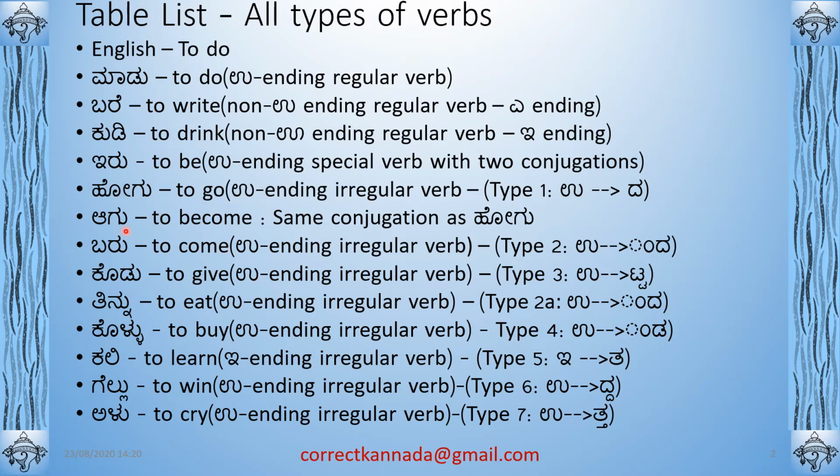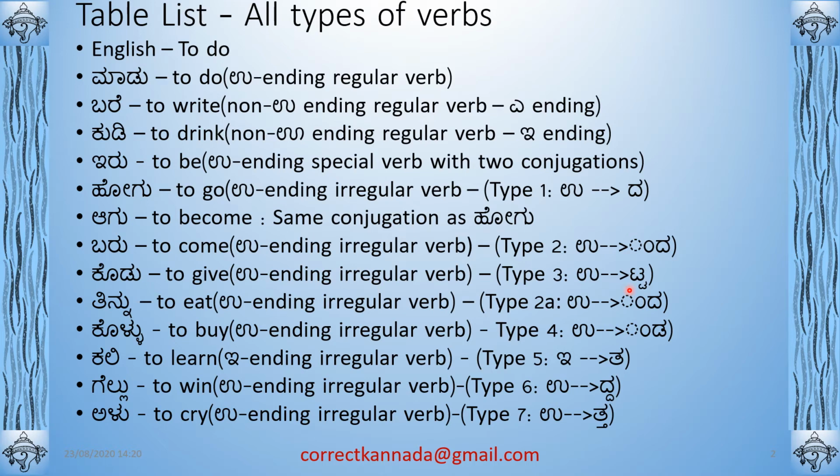Hogu, Agu, done. Baru. Baru is to come. It's an irregular verb ending in u, and it goes from u to inda. So Baru will become Banda in your past tense. Then Kodu, to give. Kodu will become Kotta. It's irregular again.